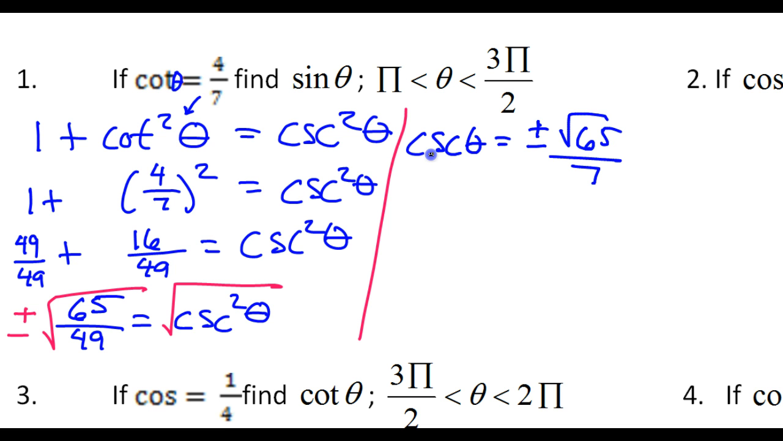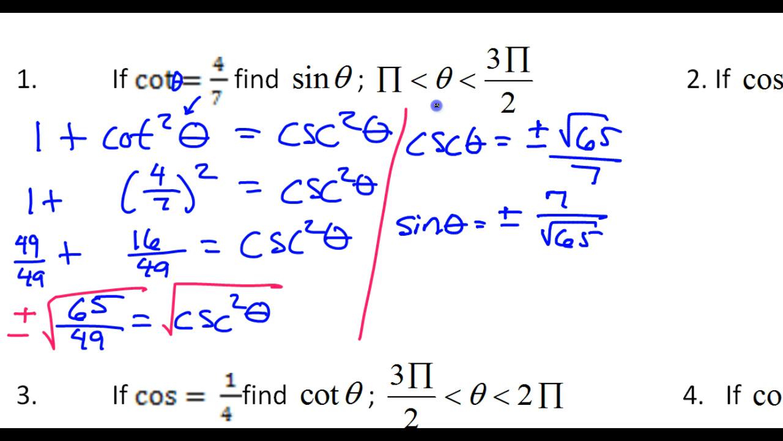Now, cosecant is the reciprocal of the sine function. So that means that sine of theta is just going to equal the reciprocal of this. So that's going to be plus or minus 7 over radical 65. Our job was to find the value of the sine function. So we're close. We have it narrowed down to this, either plus or minus.